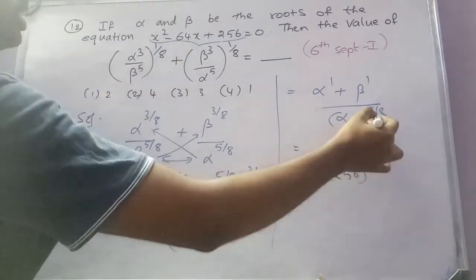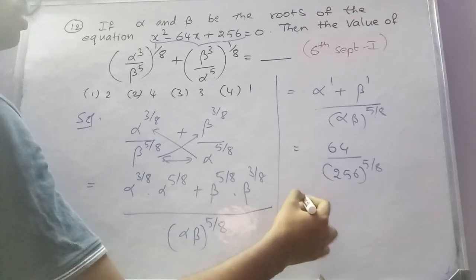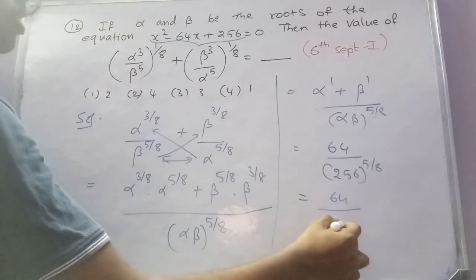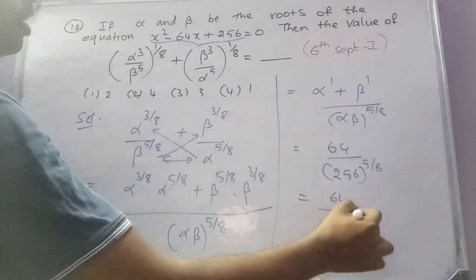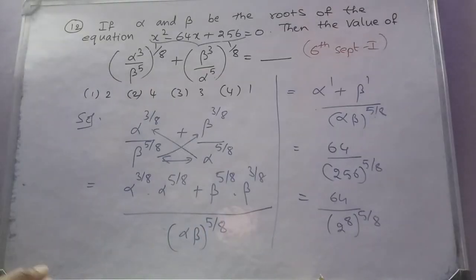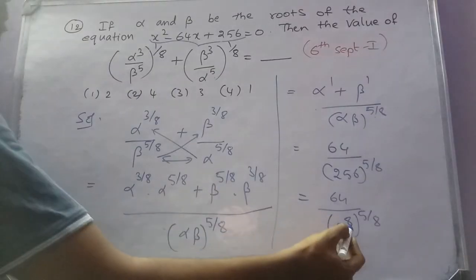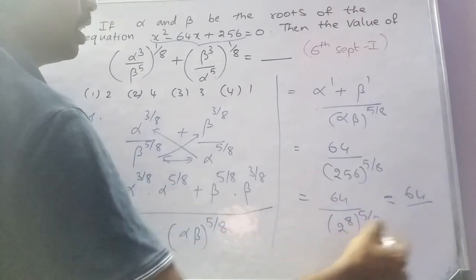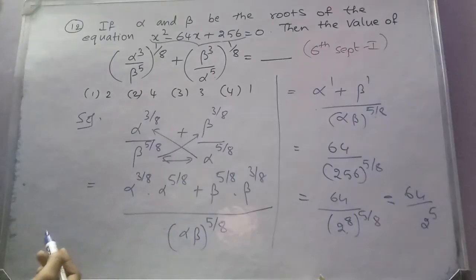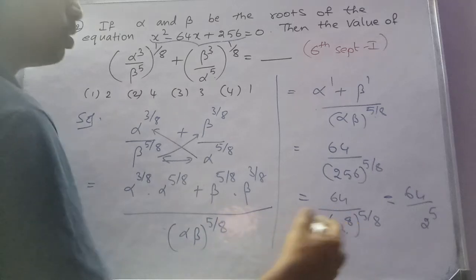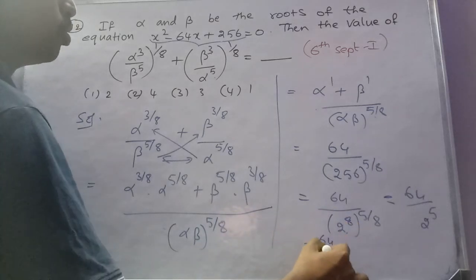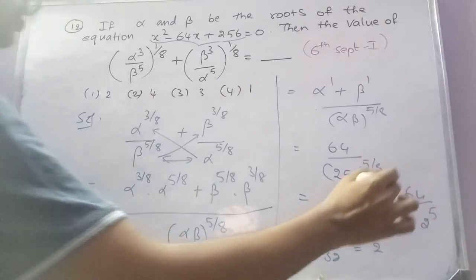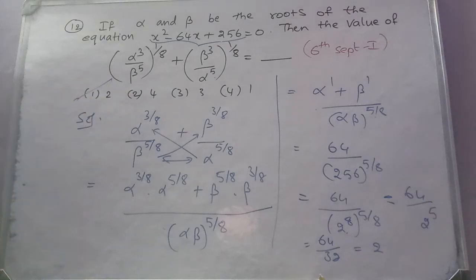But 256 has power 5 by 8. We all know that 256 is 2 power 8. You can prime factorize if you don't know. So multiply the powers here. The denominator is 2 power 5, where the value of 2 power 5 is 32. So 64 by 32 is equal to 2. That is your answer. Certainly it is a mouth-watering question. Very, very easy question, right?